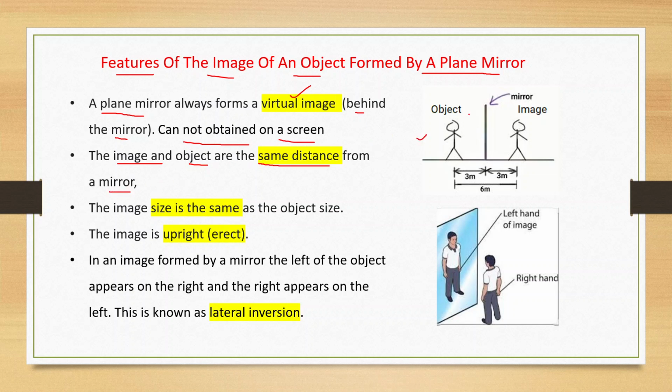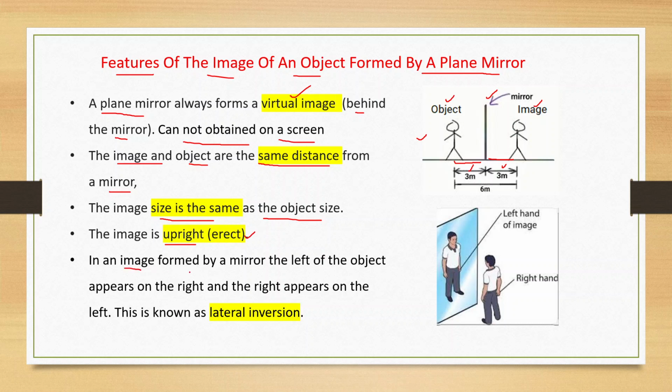See this diagram. This is the mirror, this is the object, and this is the image. The distance from this object to the mirror is 3 meters, and the distance from this mirror to the image is also 3 meters. The image size is the same as the object size. The image is upright. Upright means erect.